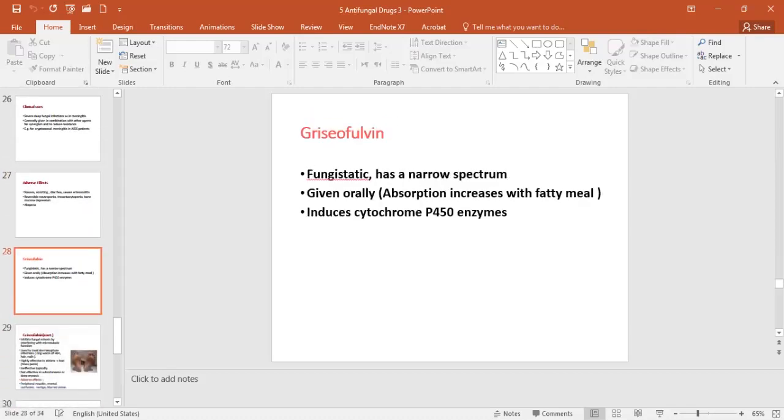Now we come to griseofulvin. This is also an important, commonly used drug. It's fungistatic and has a narrow spectrum. Given orally, its absorption is better with a fatty meal. It induces cytochrome P450 enzymes.